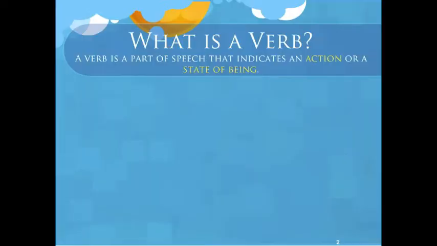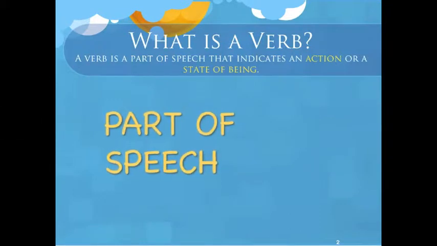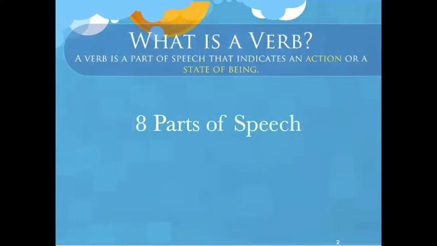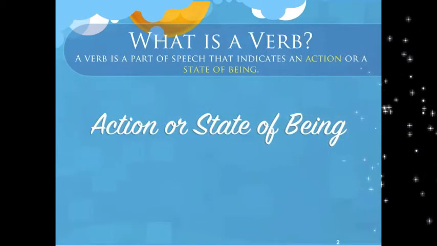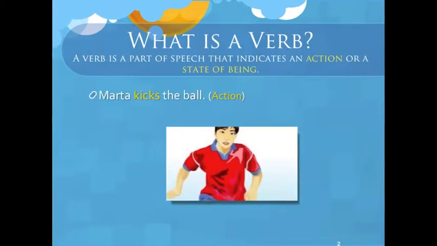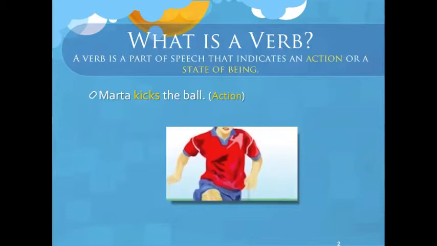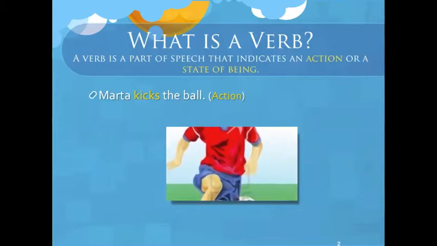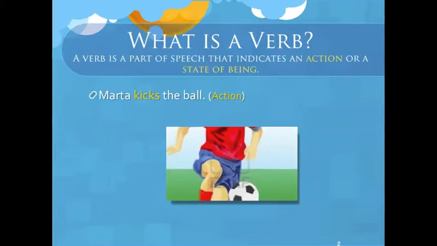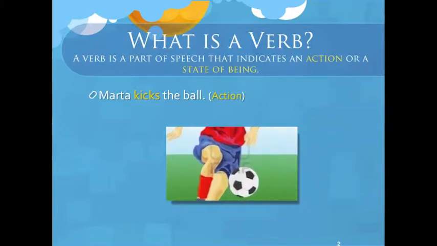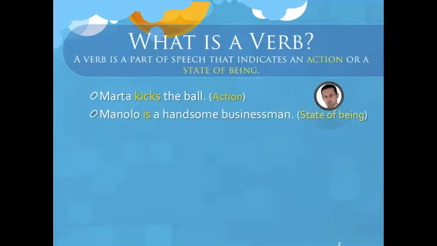Okay. What is a verb? A verb is a part of speech. There are a total of 8 parts of speech, and the verb is the one that expresses an action or a state of being. That's correct, Betsy. Let's review some examples. The first one, Marta kicks the ball. Kicks is the verb, and it is an action verb since it shows what someone or something is doing. That's right, and look at that ball go.